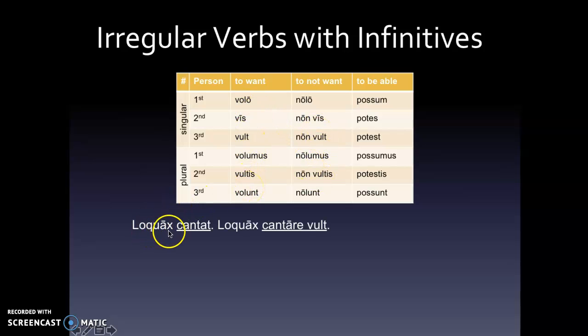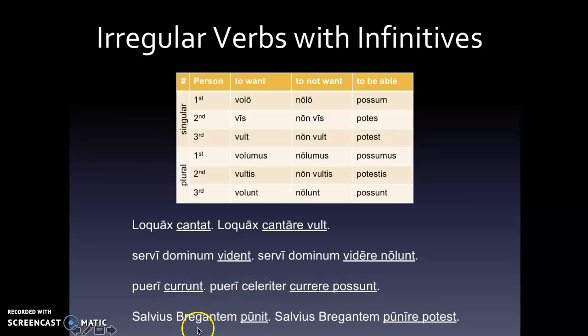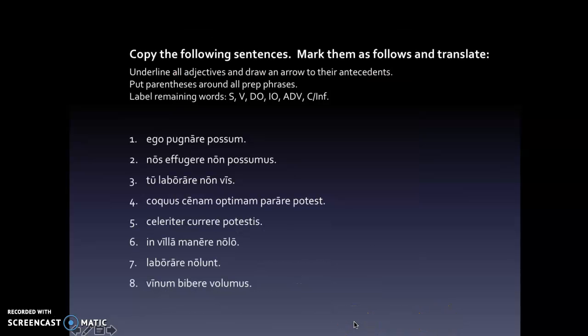For example, Loquax cantat. Loquax sings. Loquax wants to sing. The slaves see the master. The slaves do not want to see the master. The boys run. The boys are able to run quickly. Salvius punishes brigands. Salvius is able to punish brigands.